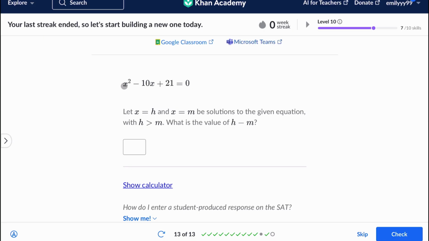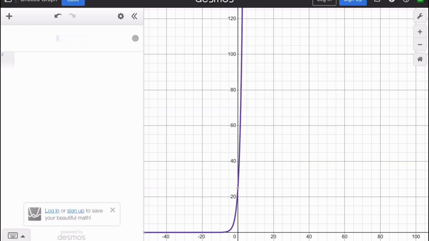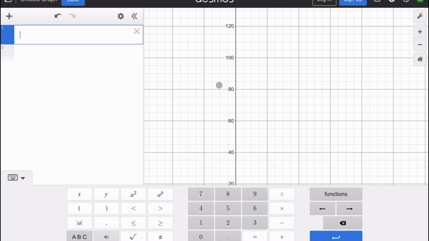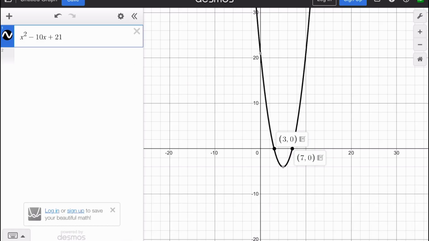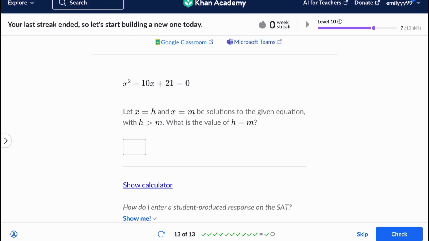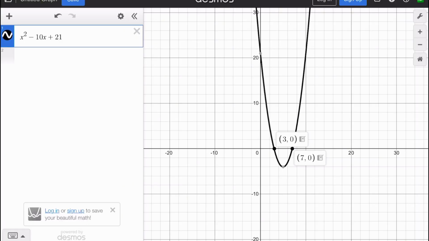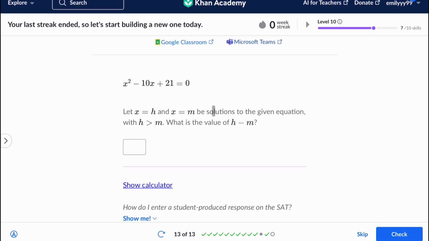We have a quadratic equation here that is equal to 0. Let x equal h and x equal m be solutions to the given equation, with h greater than m. What is the value of h minus m? So here there are going to be 2 solutions, and since h is greater than m, h will be the greater solution. So put that into the calculator. We have this, the solutions are 3 and 7. We know that h is greater than m, so h has to be 7 because 7 is greater than 3. So 7 minus 3 is going to give us 4.